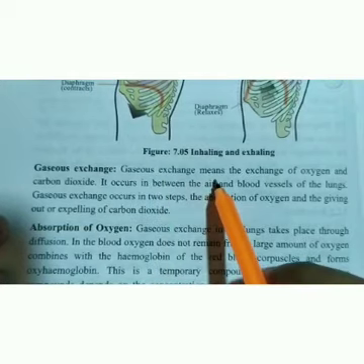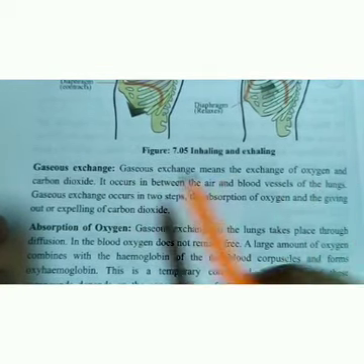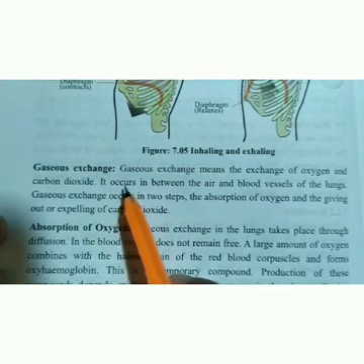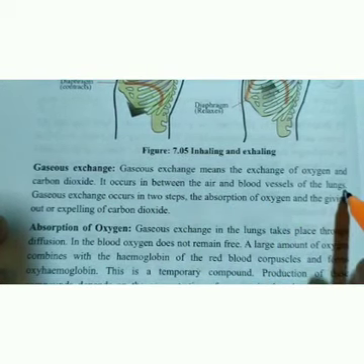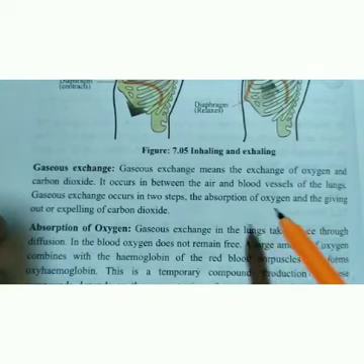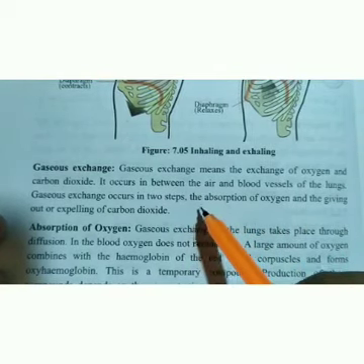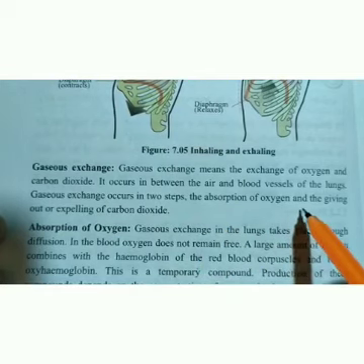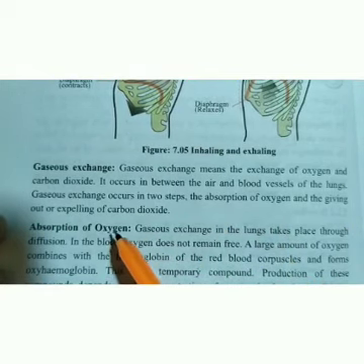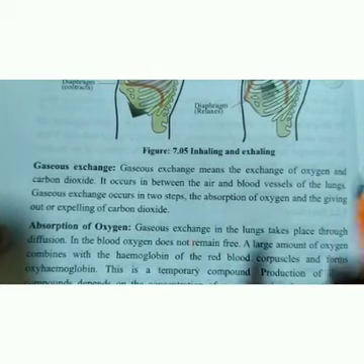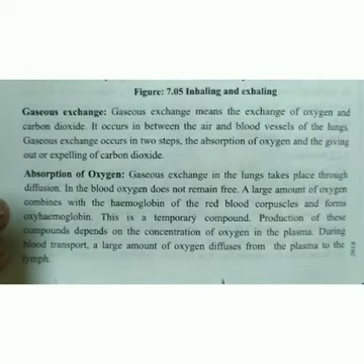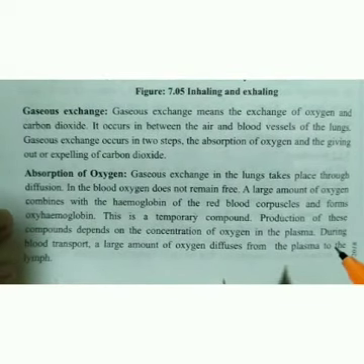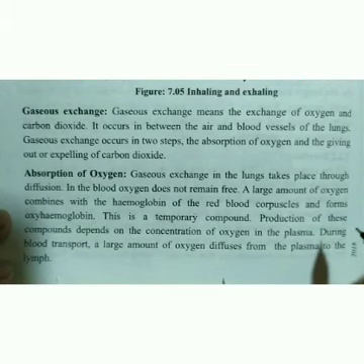Gaseous exchange means the exchange of oxygen and carbon dioxide. It occurs between the air and blood vessels of the lungs. Gaseous exchange occurs in two steps: the absorption of oxygen and the giving out or expelling of carbon dioxide. First, absorption of oxygen. Gaseous exchange in the lungs takes place through diffusion.